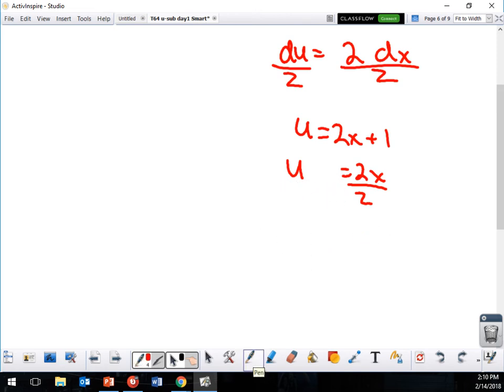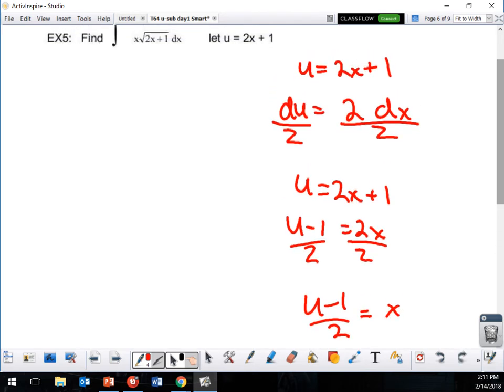So u minus 1 over 2. There we go. So integration again. I'm replacing the x with that. So it's going to be u minus 1 over 2 times u to the 1/2. This is going to give me right here, that's my u to the 1/2, times 1/2 du.